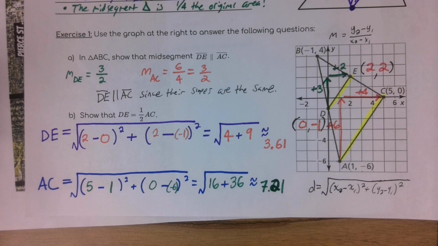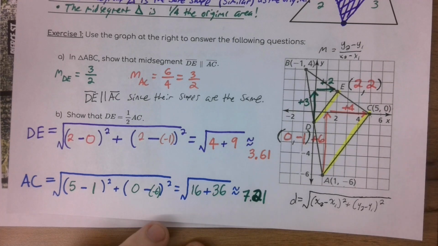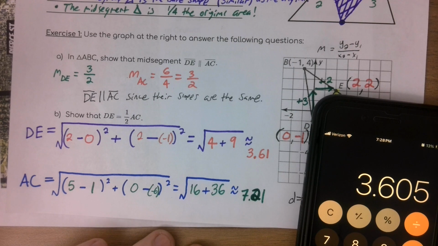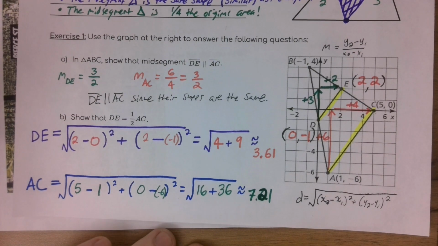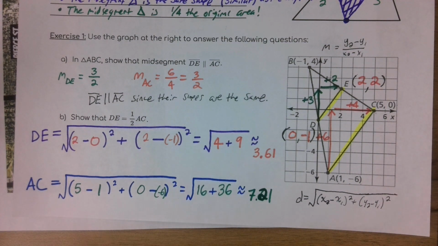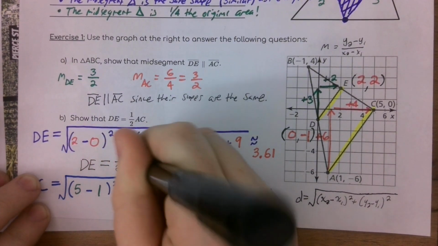We need to ask, is DE half of AC? Well, you might be tempted to divide these two and go, no, because 7.61, sorry, 7.21 divided by 2 is 3.605. But remember that we rounded these two numbers. Without rounding, it would actually be exactly half. So we can say that DE does equal 1/2 AC.